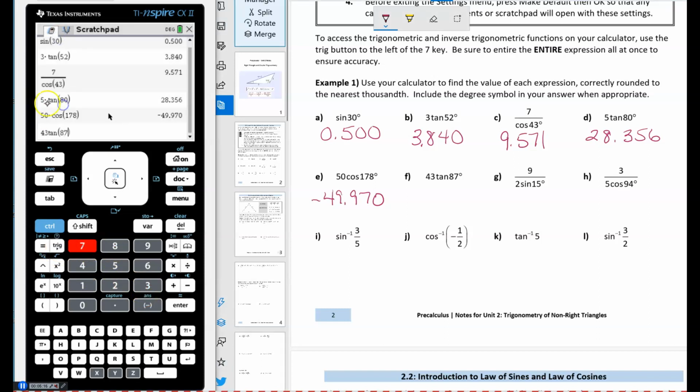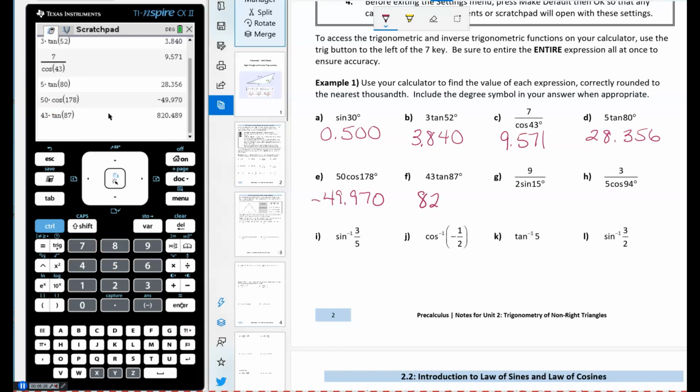All right, in F, we have 43 times the tangent of 87 degrees, and that's a really large value. The tangent is that ratio of opposite to adjacent, and when we're at an 87 degree angle, you know the opposite side is going to be much, much larger than the adjacent side.